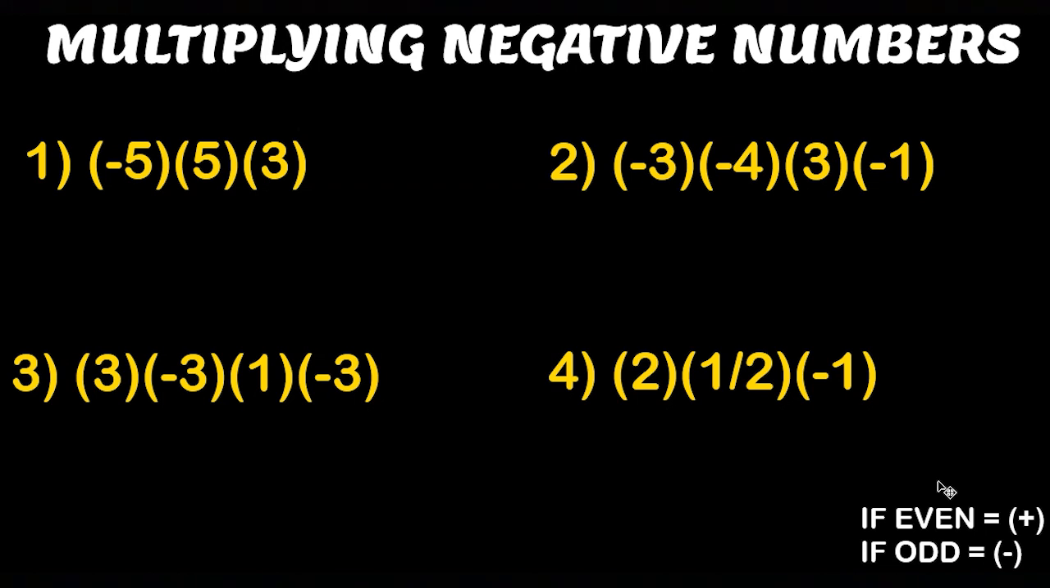So I can see on number one that they want me to multiply negative 5 times 5 times 3. Now, typically what students will do, they'll do negative 5 times 5 and get negative 25. And then they'll do negative 25 times 3 and get negative 75. But, as the numbers get a little more complex and you have more operations within a single problem, there's a simple trick you can use to determine what the end result is going to be. Is it going to be positive or negative?